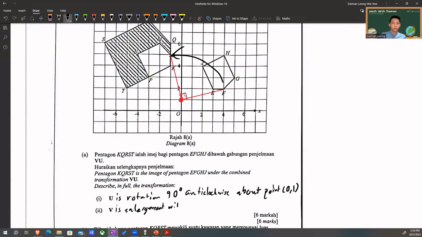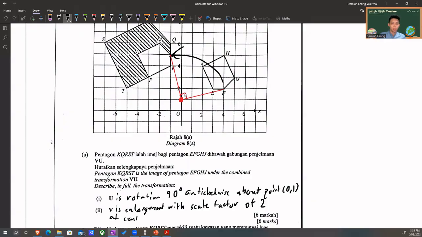Okay, with scale factor, I look at the size change. So just compare any of the sides. You can see here, and this one all the way is basically double the length. Double the length means scale factor of 2.